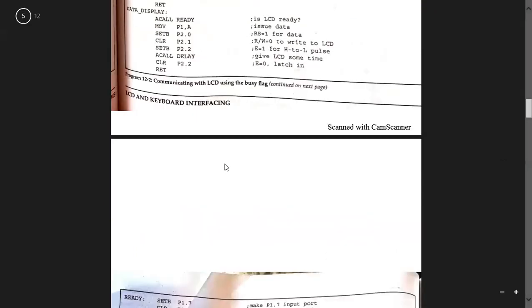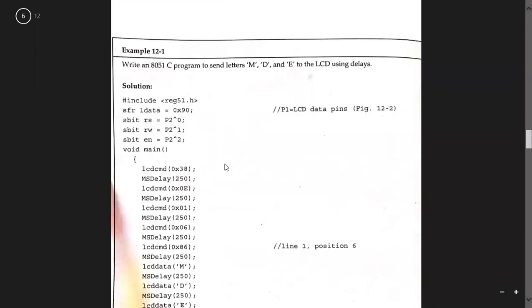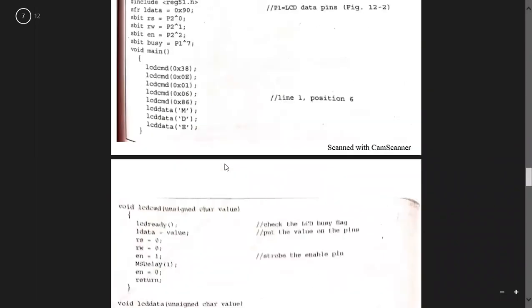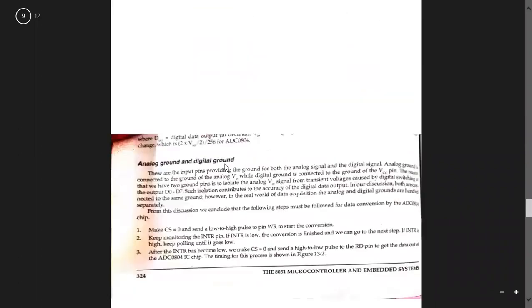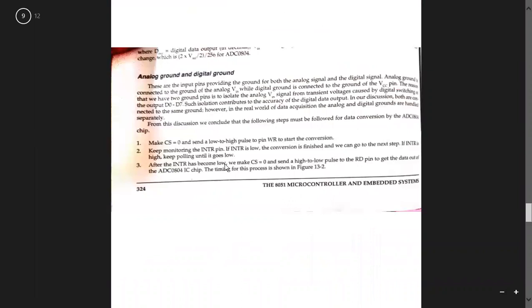So we have already covered LCD, and today we are going to study about ADC, and the next class we'll be studying stepper motor. Today we'll be studying the ADC part. From here till here is the LCD part. From here we'll be studying this.